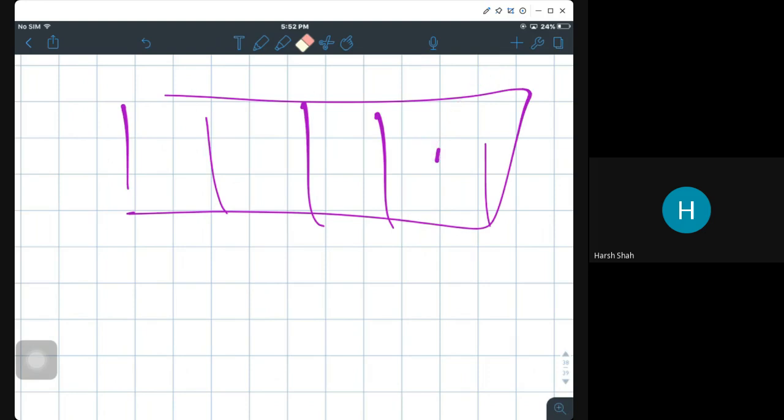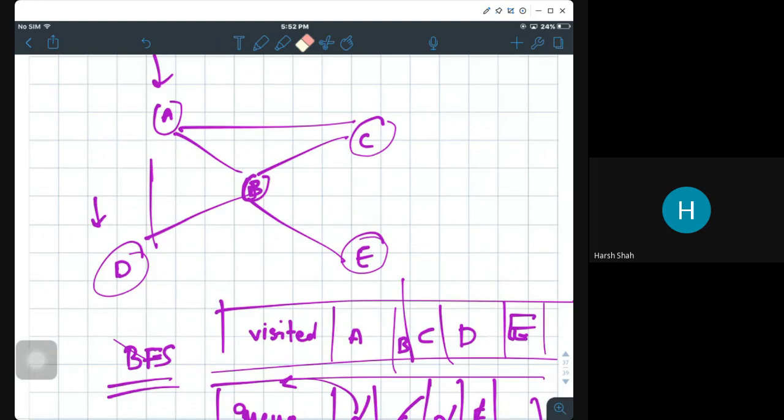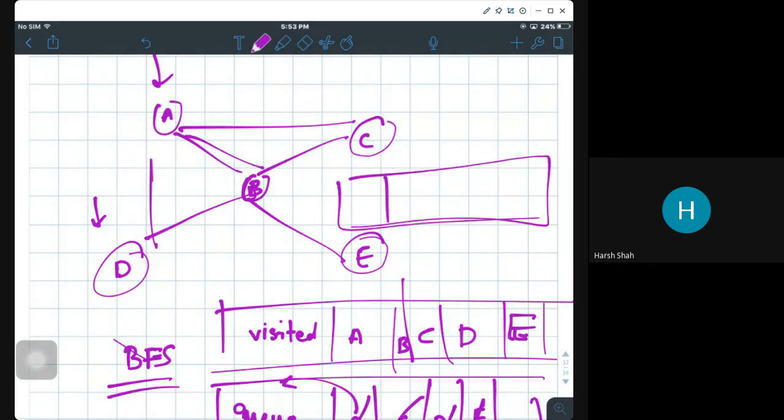If I take the same example, I mark a visited index the same way. I come from A. I visit alphabetically, so I have B. I go from A to B. I maintain a stack here only. I go from A to B, C, and then D. My A is visited up till now.